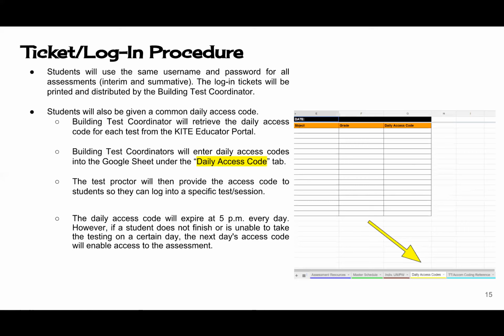They will enter those daily access codes into the Google Sheet under the Daily Access Code tab, as seen to the right. The test proctor will then provide the access code to the students so they can log into a specific test session. The daily access code will expire at 5 p.m. every day. However, if a student does not finish or is unable to take the test on a certain day, the next day's access code will enable access to the assessment.